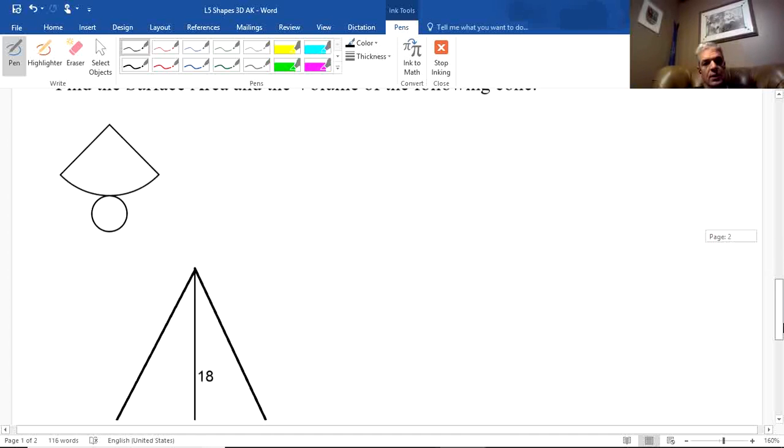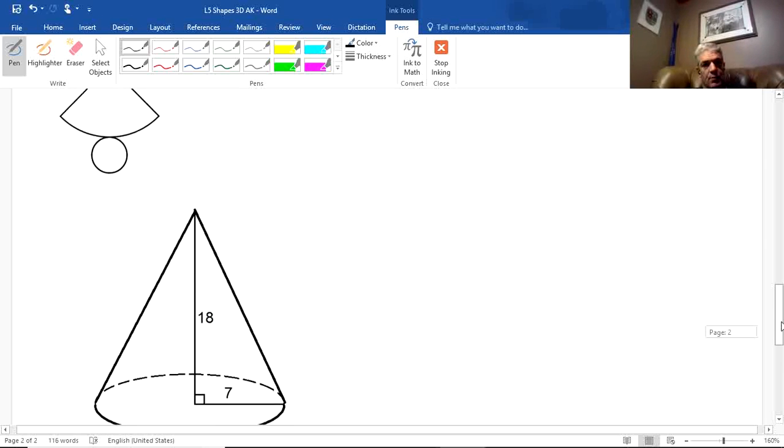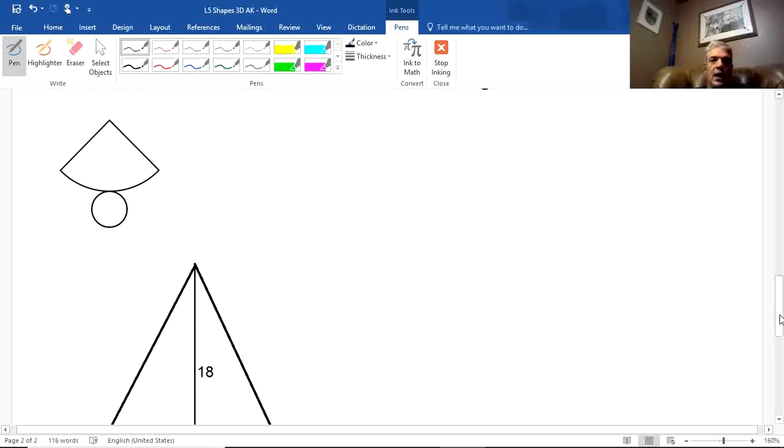So the cone shape you have is right here, and it shows a height of 18 and a radius on the bottom of 7. And that's really basically what you want to know for a cone. Those two measurements are required for a cone. Okay, now, in order to do the surface area, it's good to look at the net. This is what the net is.